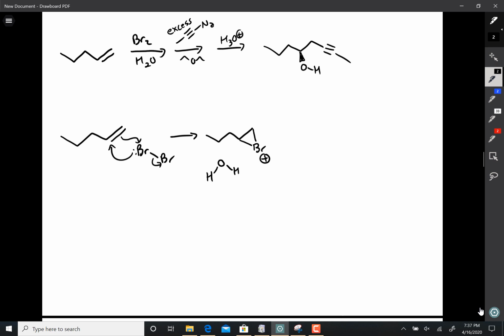And then the water attacks the bromonium. It opens it up on the more substituted side because this bromonium is not a perfect triangle. This carbon-bromine bond is much longer because it's already starting to leave, and it starts to leave the carbon that's best able to stabilize the developing delta positive charge. That's the more substituted side. And this is definitely irreversible right here.